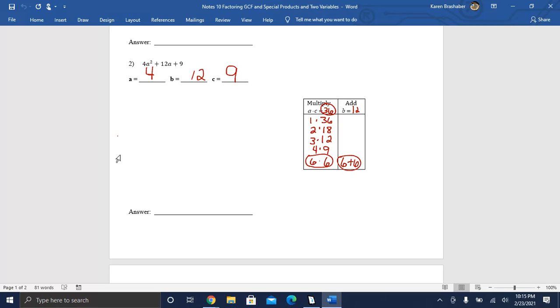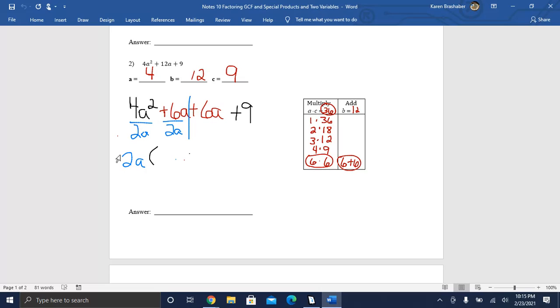All right, so we'll write down our 4a squared, and then use the pair that we found. So plus 6a plus 6a, and then write down our last term plus 9. We'll do the cut line. Dividing, now we can divide by 2a on both of these. So 2a is written outside of a parentheses.